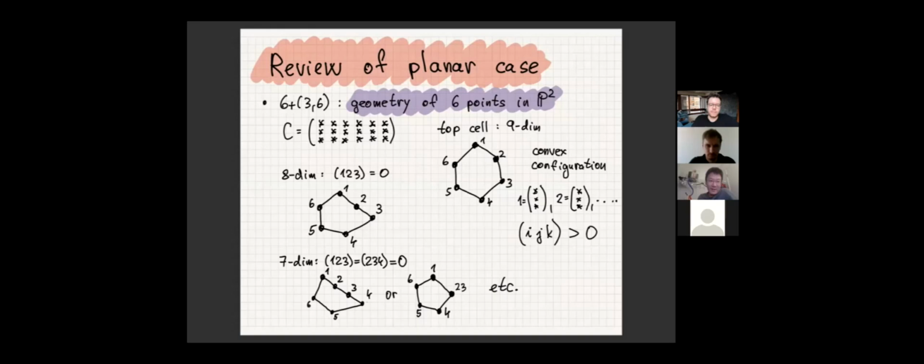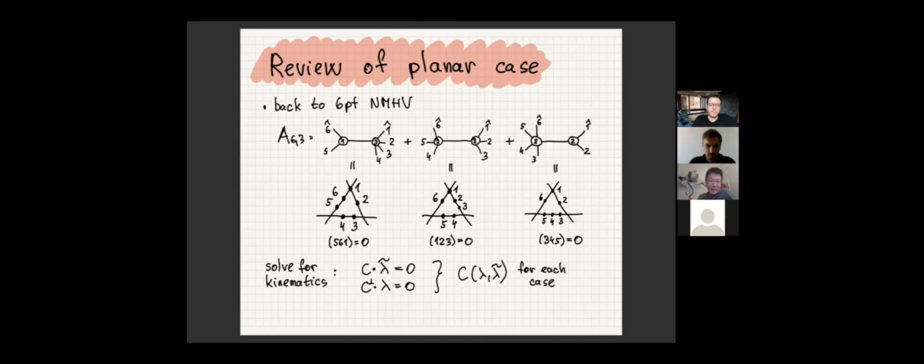Now the 8-dimensional cells, which we'll be interested in, have 1 constraint imposed. And here, the only thing that you can do is to impose that 3 of the points are on a line in P2. So here the minor 1, 2, 3 is 0, would correspond to this configuration of 6 points when 1, 2, 3 is on a line. And then we can, of course, go lower in the stratification of the positive Grassmannian when we impose more and more conditions and degenerate the configuration more.